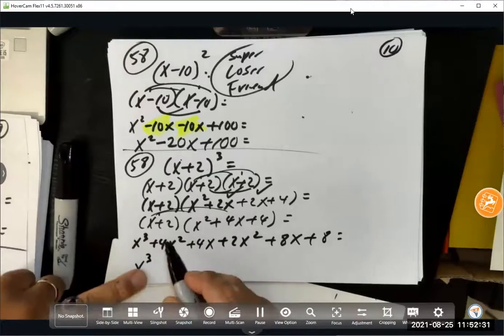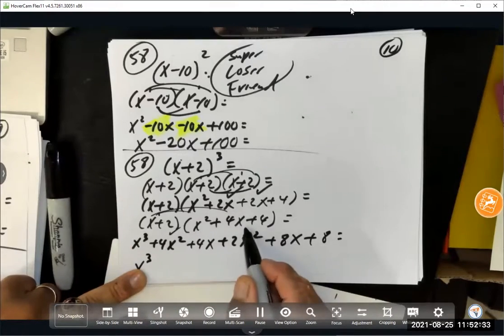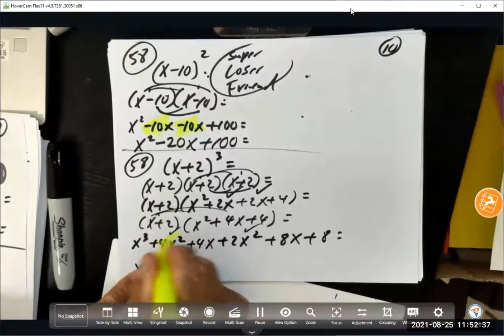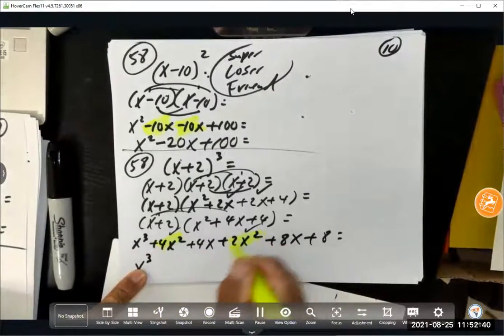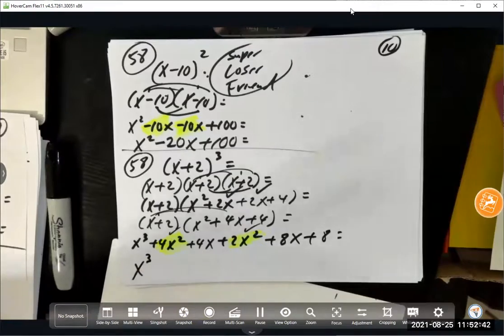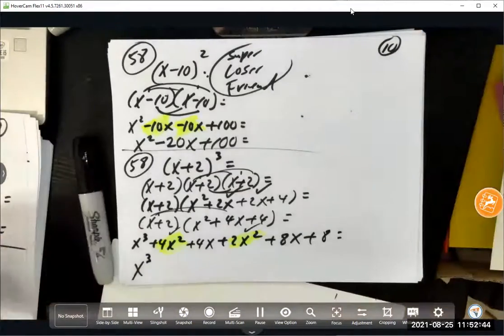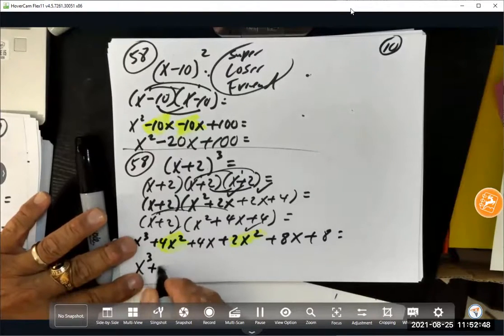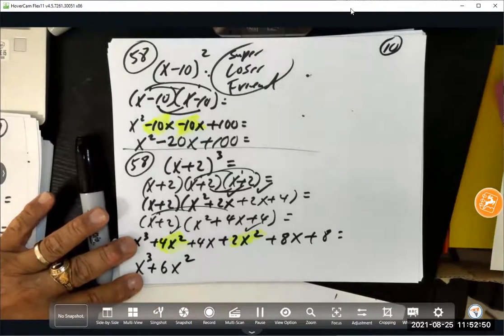But I do have a 4x squared and a 2x squared. Let me highlight them so you can see them. This one and this one, I can put them together, right? How much do you think that is? Give me a number. 6x squared. Yes, just 6x squared. The power stays just like it is.